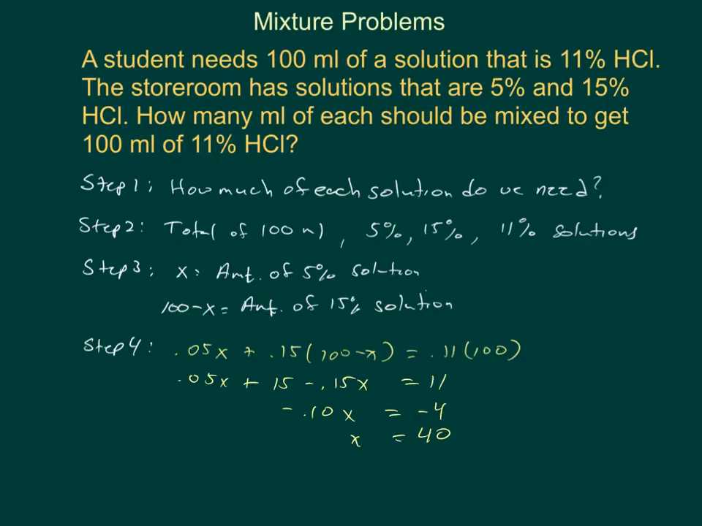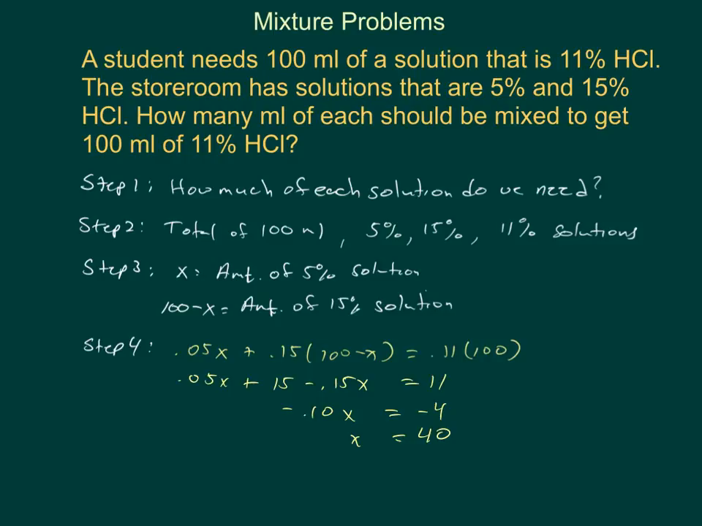Welcome back. Now at this point, I have solved that equation. When I distribute the 0.15, I get 0.05x plus 15 minus 0.15x, and then multiply that out, I get 11. Then combining all the like terms, keeping everything with x on one side, everything without an x on the other, I get that negative 0.10x equals negative 4, so x equals 40.